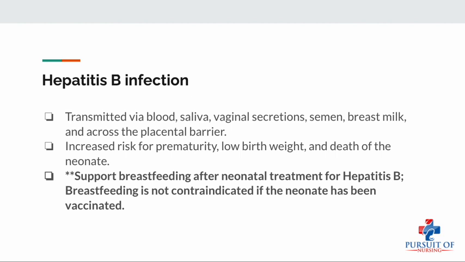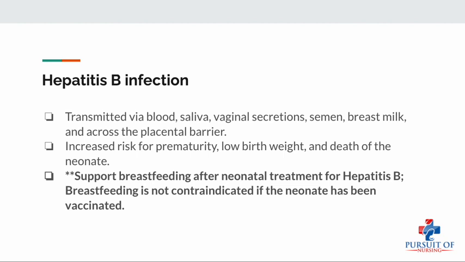All right, so hepatitis B infection, very important to know for the NCLEX. So of course, Hep B is transmitted via body fluids. This includes vaginal secretions, breast milk, and it can cross the placental barrier. So for a mother with Hep B, there's an increased risk for prematurity of the baby, low birth weight, and even death of the neonate.